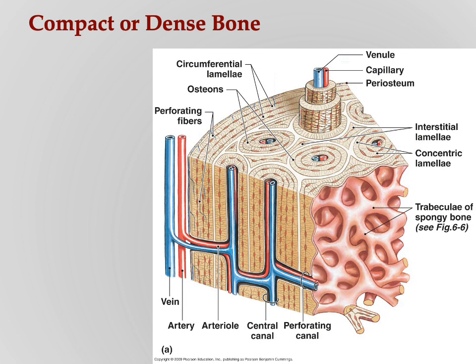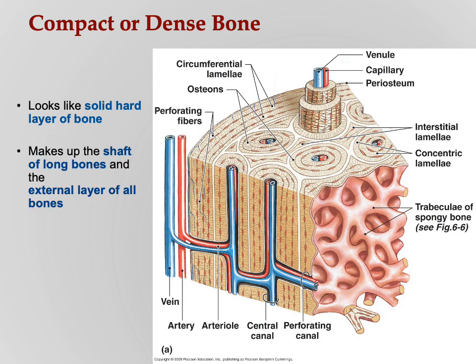Now let's zoom in and take a really close look at compact or dense bone. Looks like a solid, hard layer of bone. Makes up the shaft of long bones and the external layer of all bones. I've mentioned that a few times so far. It resists stresses produced by weight and movement. So compact bone is very good at supporting your body. When you stand on your legs, you're standing on big shafts of compact bone. That's strong stuff designed to keep you upright.